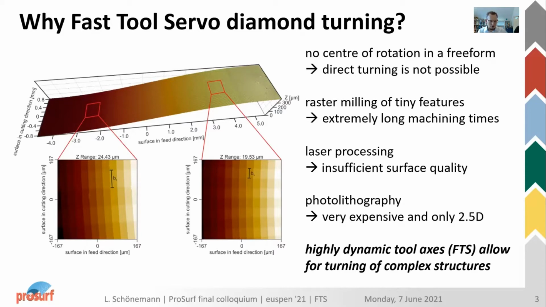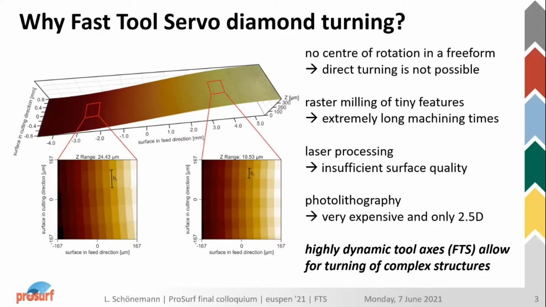You could, of course, use other processes like laser processing, but usually these exclude applications where we need optical surface finish, because laser processing always yields insufficient surface quality for this. A process like photolithography would be usable, but this is very expensive to make the molds, and it's also limited in terms of dimensional features or dimensional complexity.